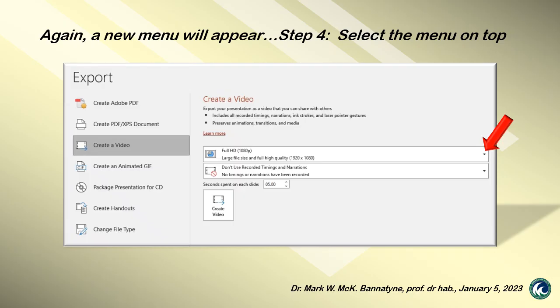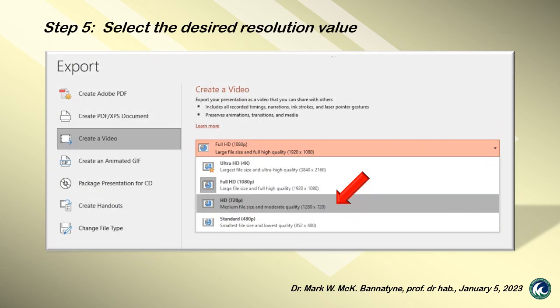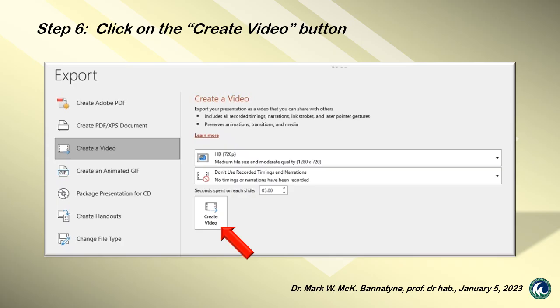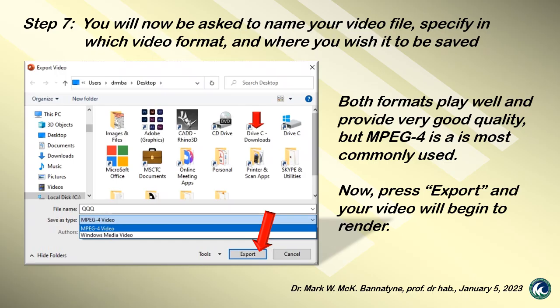Step 4. Select the menu on top. Step 5. Select the desired resolution value. Here we have chosen 720p HD. Step 6. Click on the Create Video button. Step 7. You will now be asked to name your video file, specify the video format you wish, and where you want your video to be saved. Both formats will provide very good quality, but MPEG-4 is most commonly used. Now, press Export and your video will begin to render.